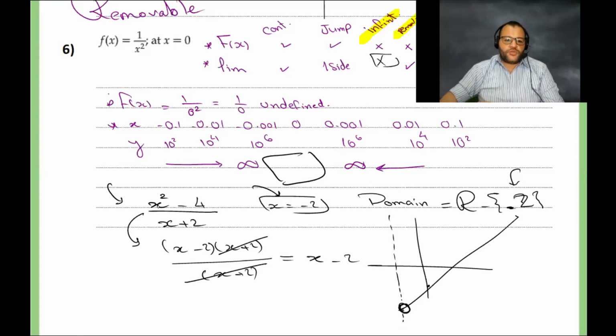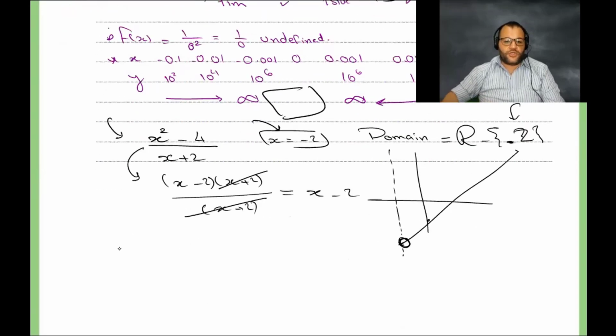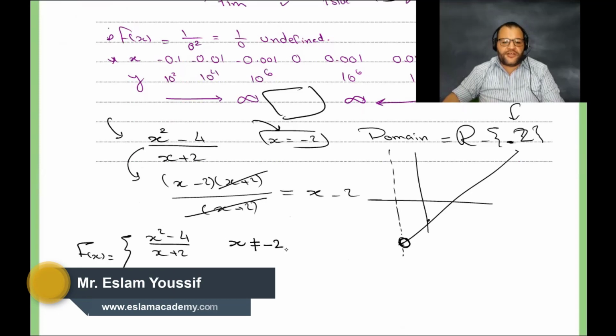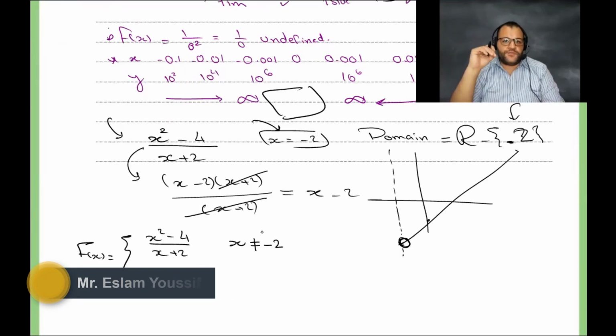How can you cover this one? You can say that we have a function. You remember the piecewise function? When I say f of x equals x power 2 minus 4 over x plus 2, the condition that we have now is x is not equal to negative 2. You can use any number for this function except negative 2.